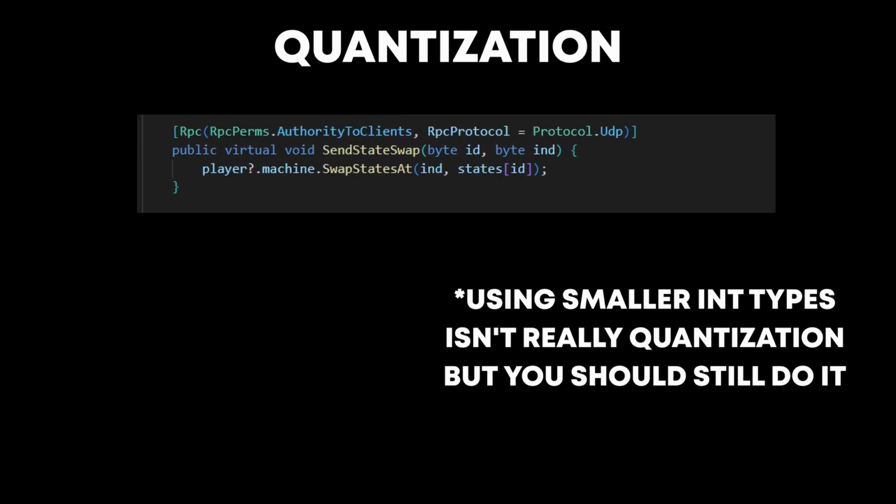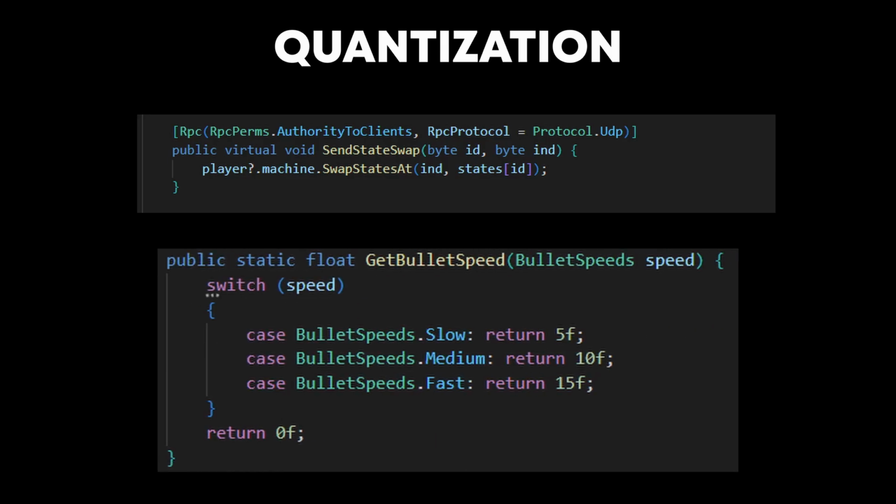If you have an index you know is never going to exceed 255, use a single byte instead of an int. If you're updating a float that can only be a select few values, assign them IDs and send it as a byte. You'd be surprised by how common it is to be able to replace a larger value with a single byte.